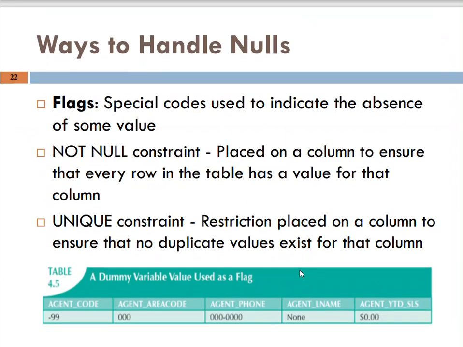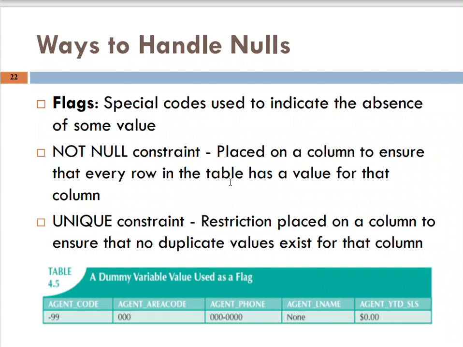And then the last thing for today is ways to handle nulls. Okay, how to handle nulls? First, flags: special code used to indicate the absence of some values. Okay, not null constraint: placed on a column to ensure that every row in the table has a value for that column. Okay, biasa kalau kita nak isi data, macam mana nak mengelakkan null, kita akan letakkan not null constraint. Maknanya data tu mesti diisi.